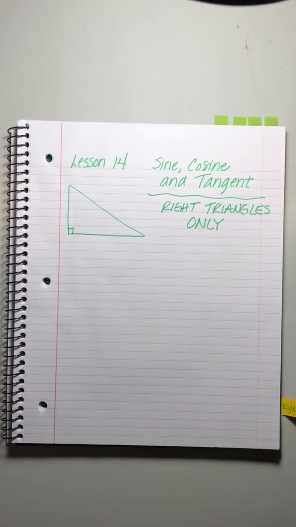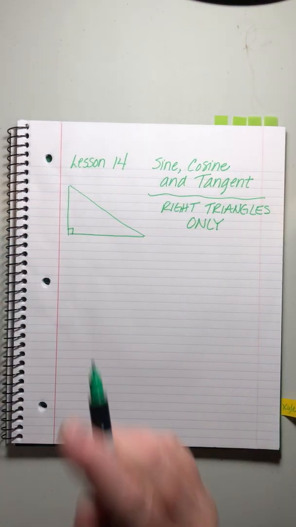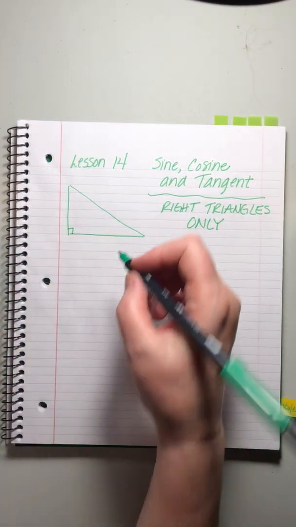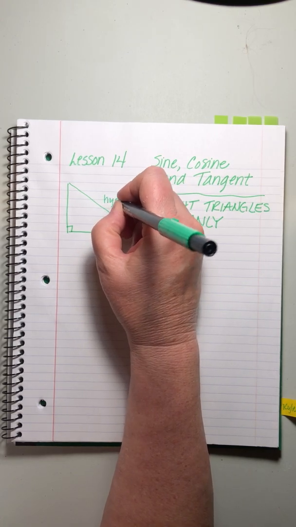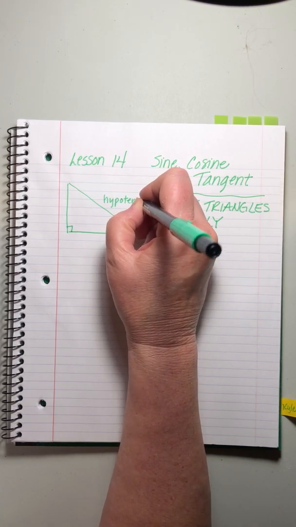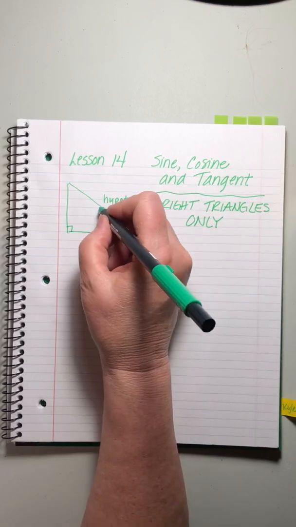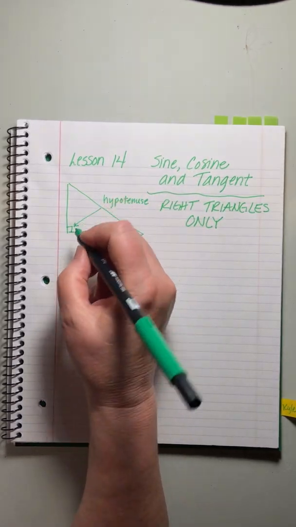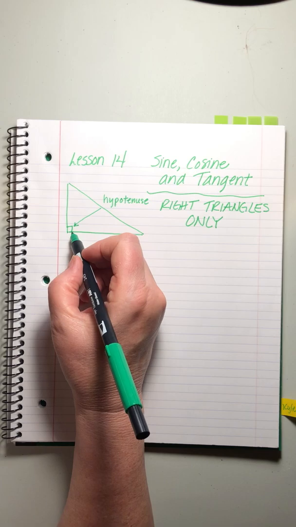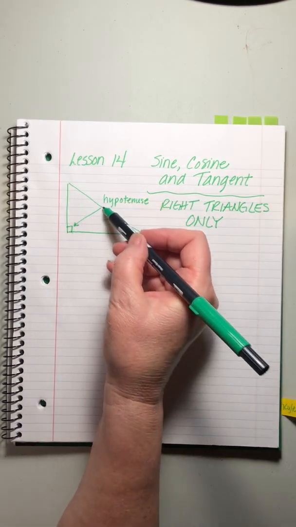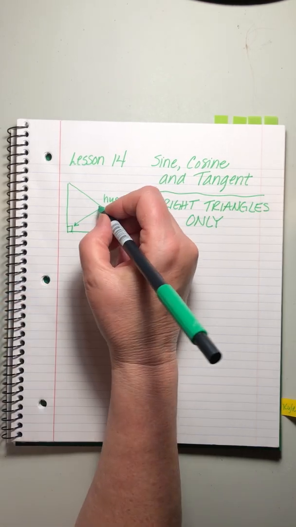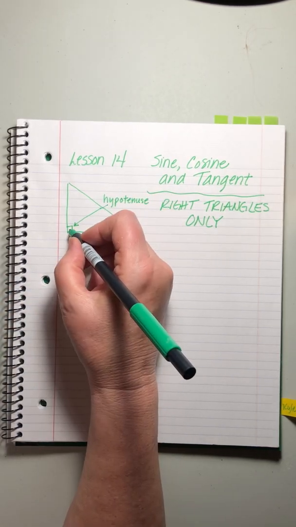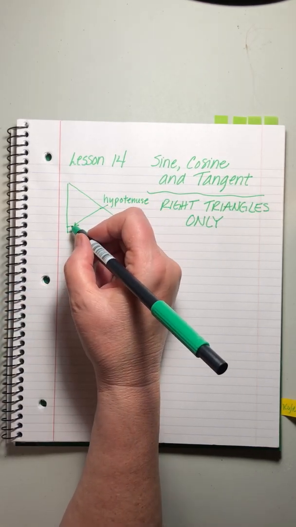In order to make sense of these things, we have to define the different sides. This side of a right triangle is always called the hypotenuse. It is the side opposite the perfect right angle. It's the side that looks like it's been cut kitty corner, right? But you can tell the hypotenuse because it's opposite the right angle.